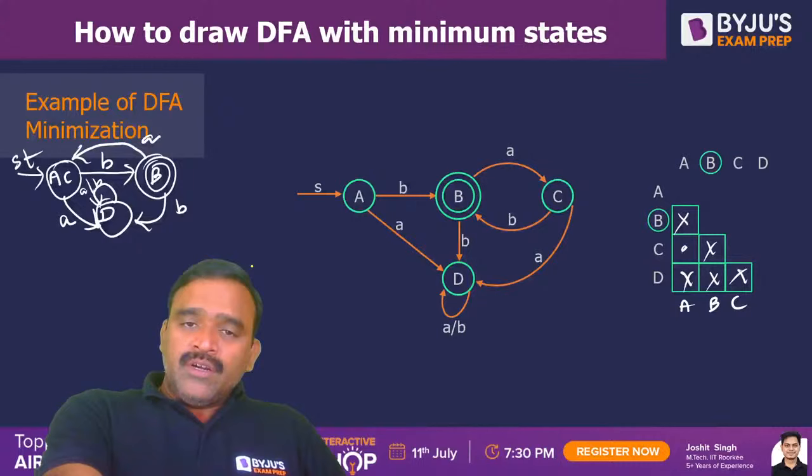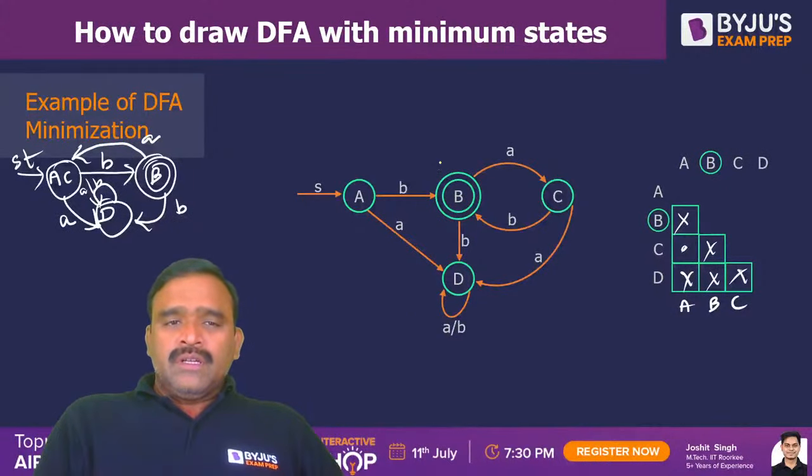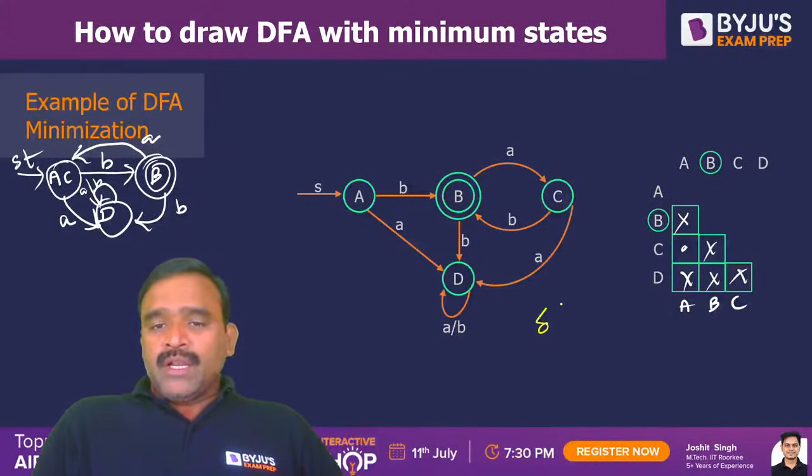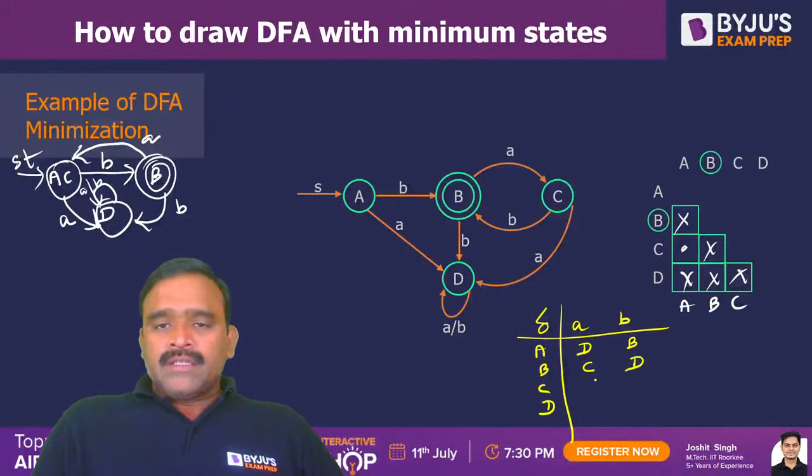And if you wanted to do directly, I will tell you. Directly how to do, I am telling you one trick. Listen carefully. When you draw this delta for the states A, B, C, D, A on A is D, A on B is B, B on A is C, B on B is C, C on A is D, C on B is B, D on A is D, D on B is D.